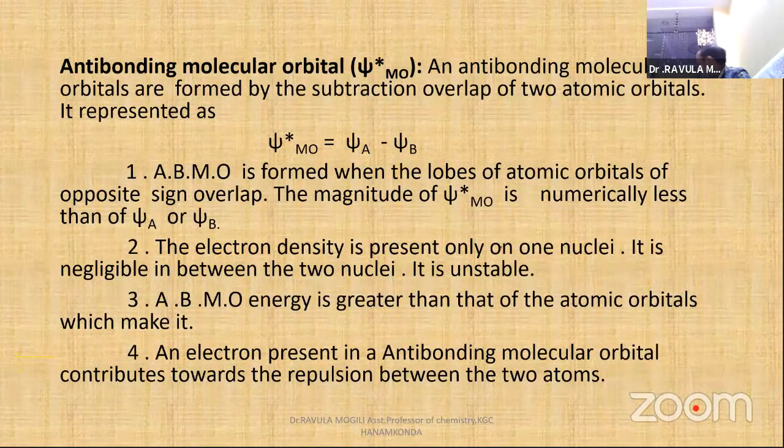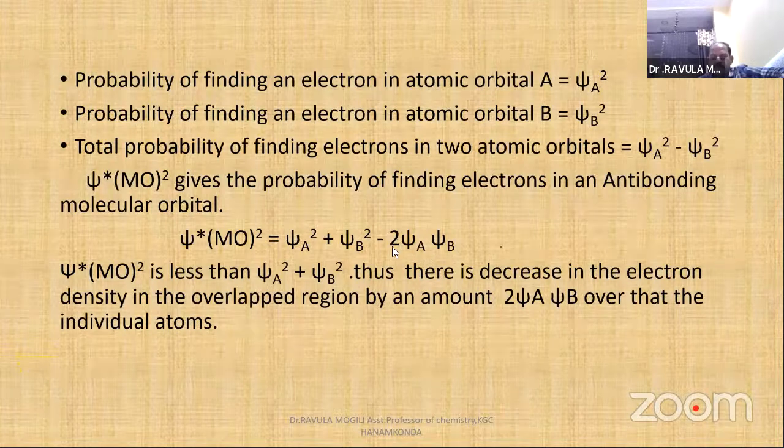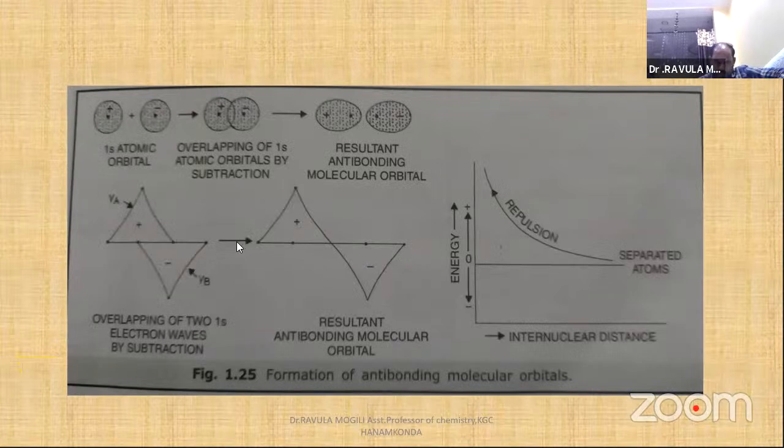So next one is the anti-bonding molecular orbital. The psi star molecular orbital is equal to psi A minus psi B. When we write the anti-bonding molecular orbital, this equation is very, very important: psi A square plus psi B square minus 2 psi A psi B represents the anti-bonding molecular orbital. So the electron density is less in comparison with atomic orbitals. The 2 psi A psi B amount of electron density is less in comparison with psi A square and psi B square. So this diagram can be shown as here plus, this is minus.